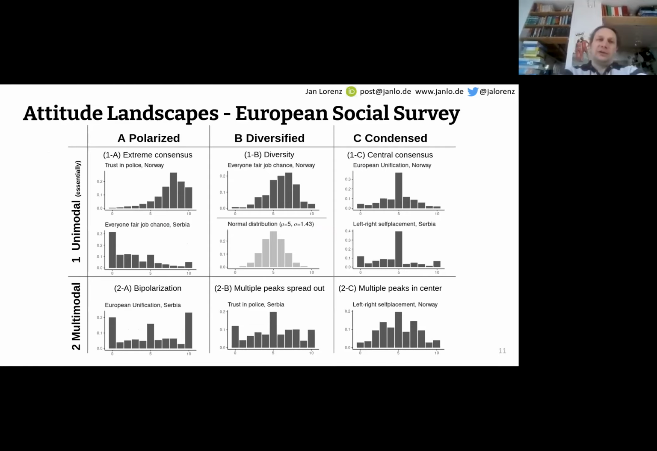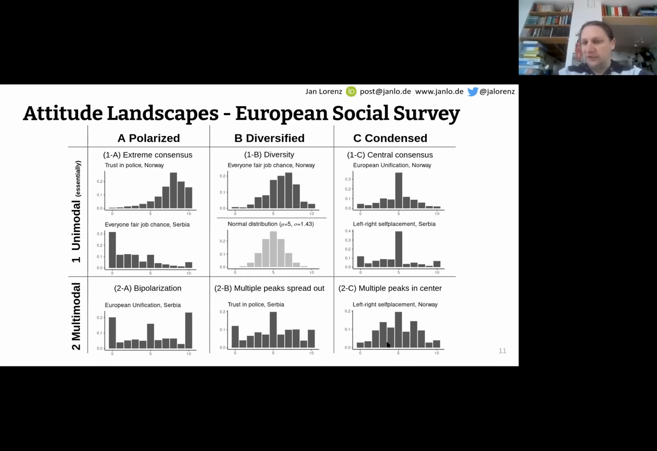What we are more interested in are attitude landscapes on political or more societal topics, and this is a snapshot of the data we are studying at the moment. This is data from the European Social Survey, where they have a lot of questions on a 0 to 10 scale. For example, the left-right placement. Let's look here at the left-right self-placement in Norway. These are the people who are fully left. These are the people who are fully right. These are the people who are neutral on the left-right dimension.